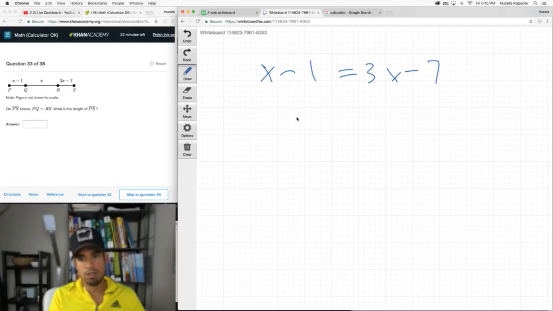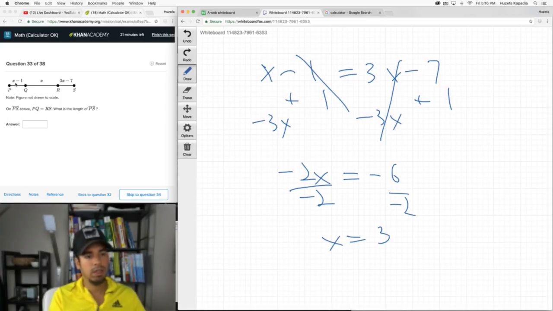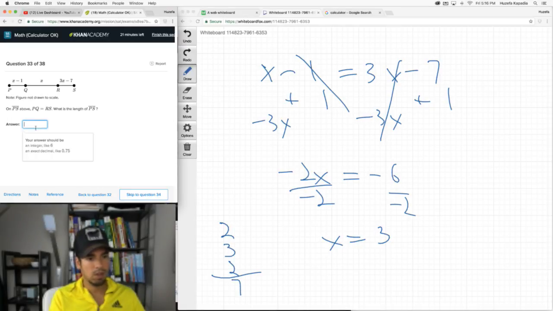First, let's solve for x. So we'll add 1 to both sides, subtract 3x, subtract 3x. This goes away, this goes away. Negative 2x equals negative 6, right? Negative 7 and 1. Divide by negative 2, divide by negative 2, x equals 3. So if x equals 3, this is 2 plus 3, 2 plus 3 plus 9 minus 7 is 2, 2, 3, 7. So the length of this whole thing is 7.